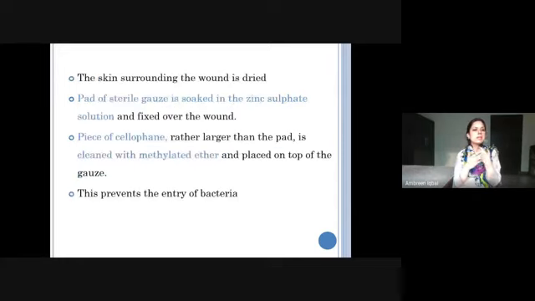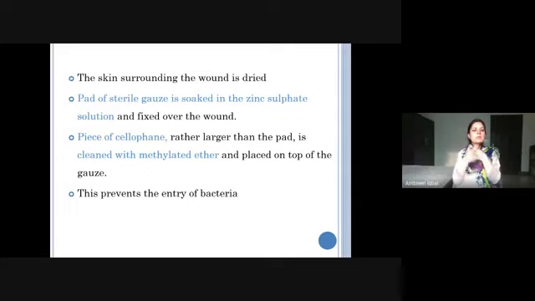The skin is then dried after cleaning it with the 1% zinc sulfate solution, and after drying the skin, a pad of sterilized gauze soaked with the zinc sulfate solution is going to be fixed over the wound. So first of all, I sterilized it with 1% zinc sulfate solution. Then I dried it. Then I'm going to place a pad of sterilized gauze with zinc sulfate solution, and then fix it. Then a piece of cellophane or paper-like layer, rather larger than the pad, is cleaned with methylated spirit and then placed on top of the wound.